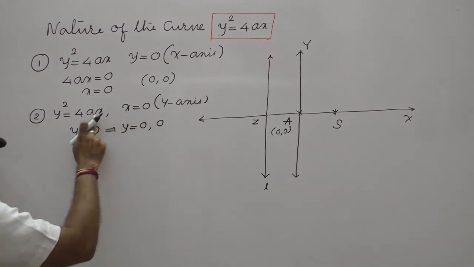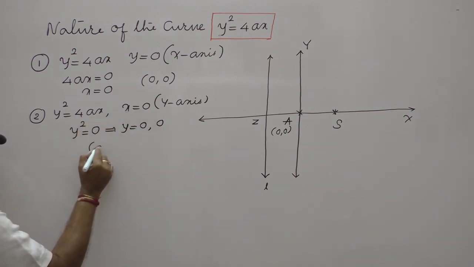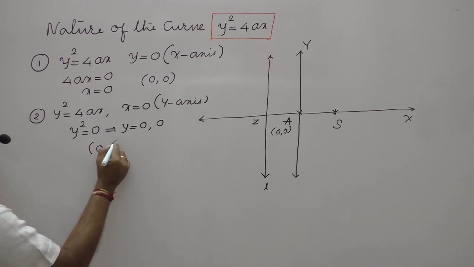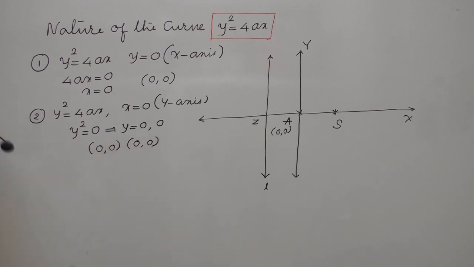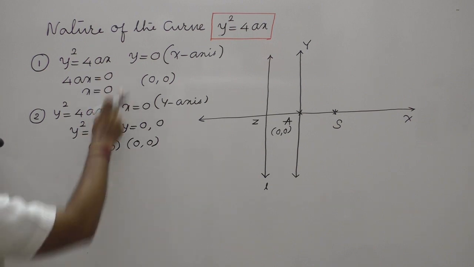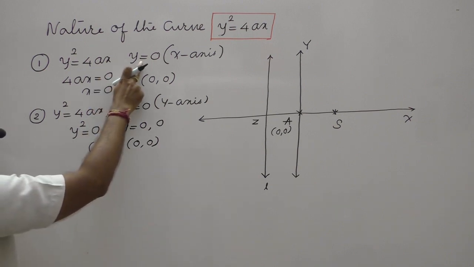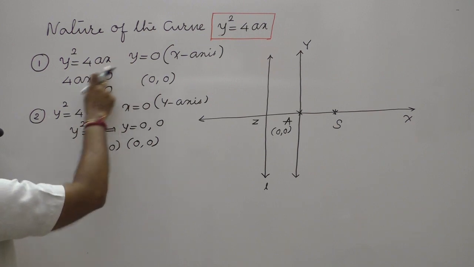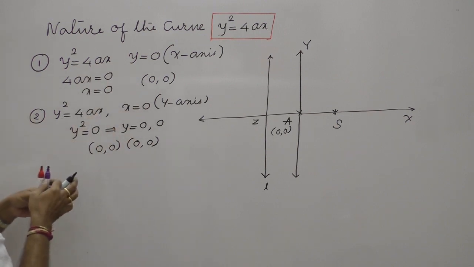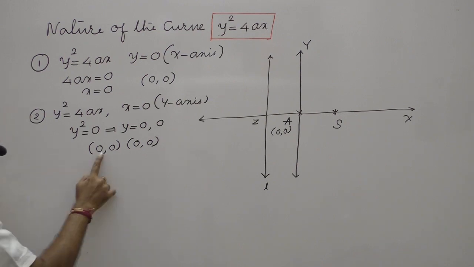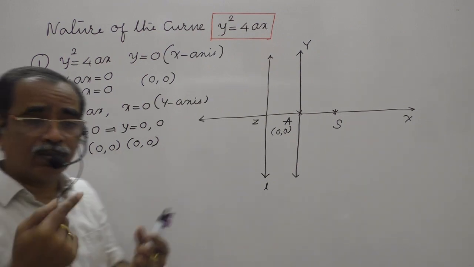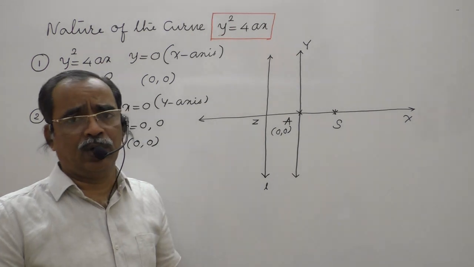We are solving this and this. By taking x equal to 0, we got y equal to 0, and the second time also 0. There is a difference between this and this. Here, by solving the x-axis and curve directly, we got only one common point, one intersection. Here we obtained 2 points, but they are coincident points.